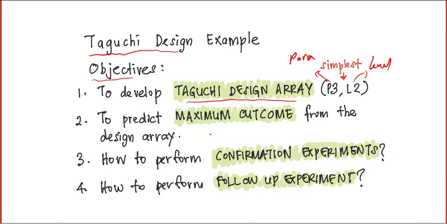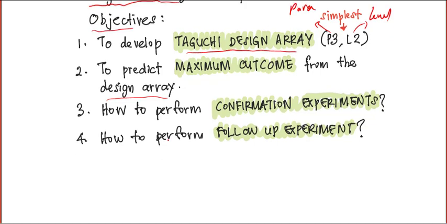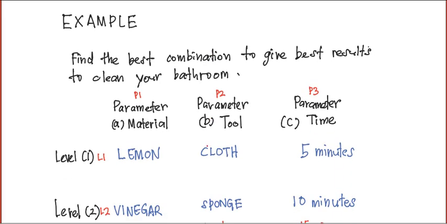What we are going to do is to predict the maximum outcome from the design array in this example. After that, we will see how to perform confirmation experiments if we need, and also how to perform a follow-up experiment. This is the objective of the example which we are going to have in today's session.